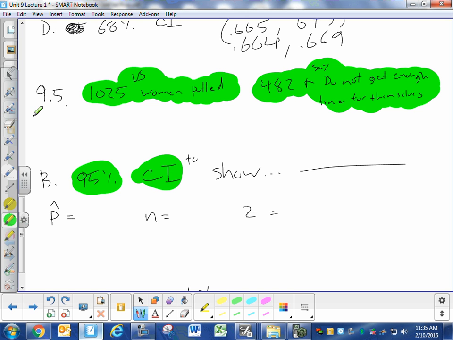Okay. What do we get for P hat, Miss Champagne? 0.47 is correct. What is the N, Miss Burke? 1025. Yep. What is the Z that I'm using, Miss Bushman? 1.9. Miss DeVries, did you get the range? Working on it. Miss Jameson, did you get the confidence interval?